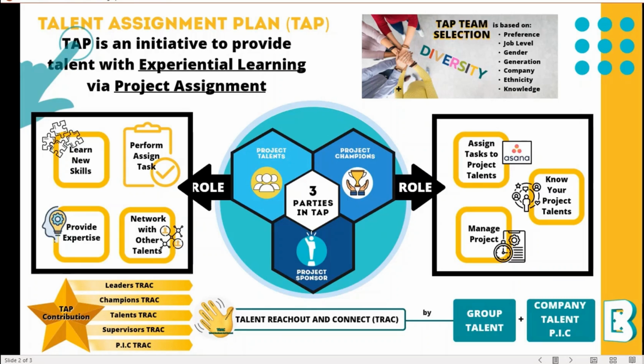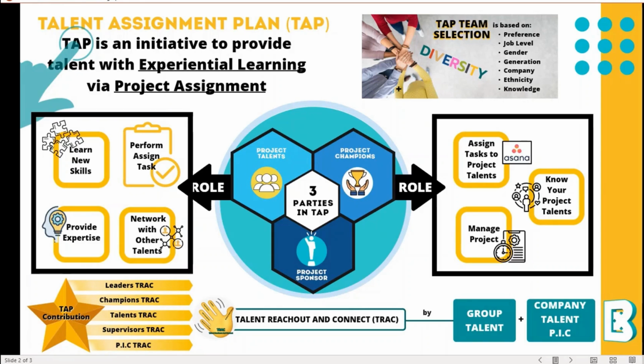Within TAP, there are three parties involved. Project sponsor, whose role is basically to make sure that the project is managed well. And we also have project champions and project talents. For some of us who have been identified as project champions, you are expected first to brief the project talents about the role, about the project itself, so that everybody within the team understand what is this project about.